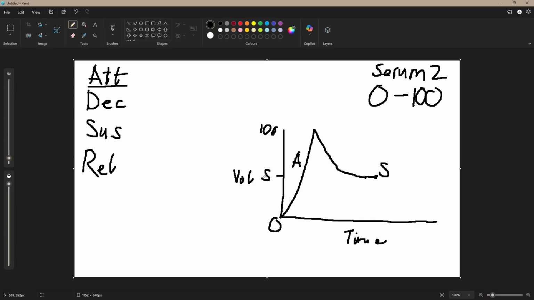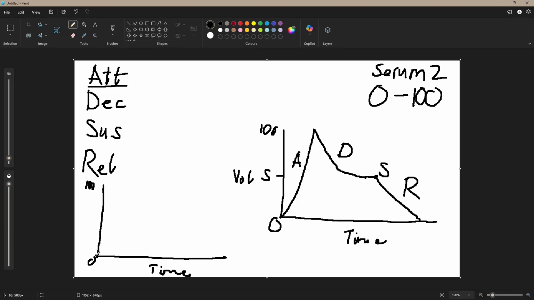So this is S, and the time it takes to go from the peak volume to the sustained volume, that is the decay. That's D. And then when you let go of the note, it goes from the sustained volume down to 0, back to being silent again. That is the R. That is what ADSR is. That's all that it is.